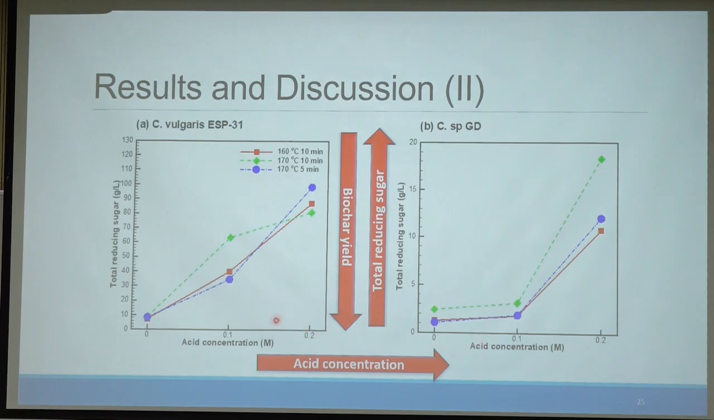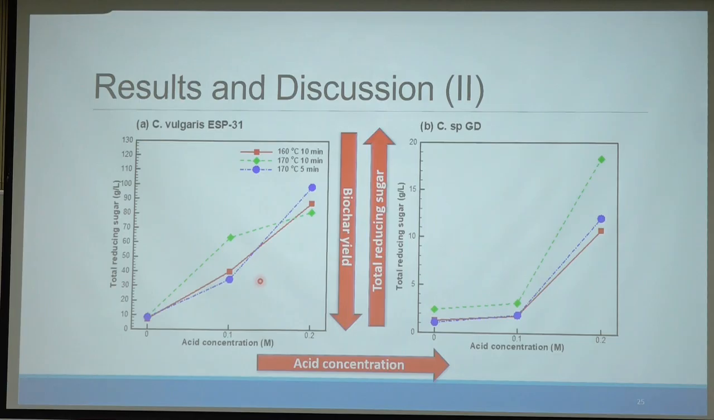Similarly for these two species, the only difference is what you see. The total reducing sugar for the carbohydrate-rich one is around 100 grams. This one is around 20 grams only, which means the first is 5 times higher. But we can make one hypothesis: with the highest total reducing sugar, the total amount of bioethanol that can be converted is higher.